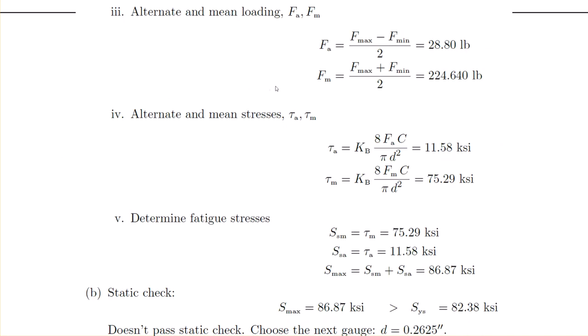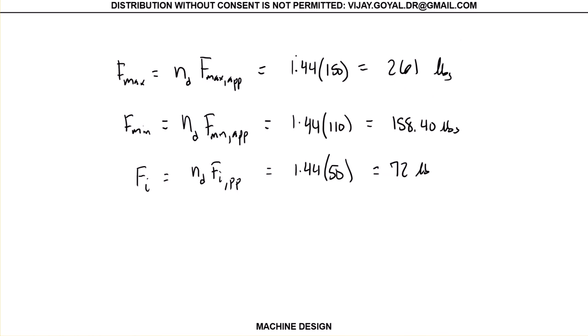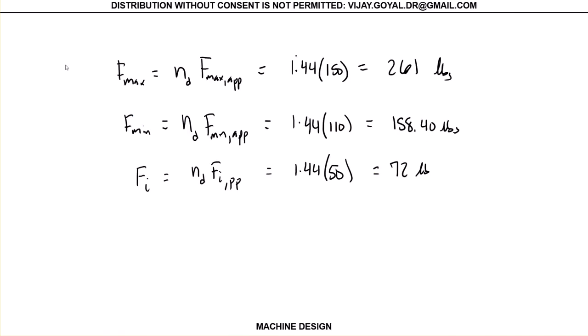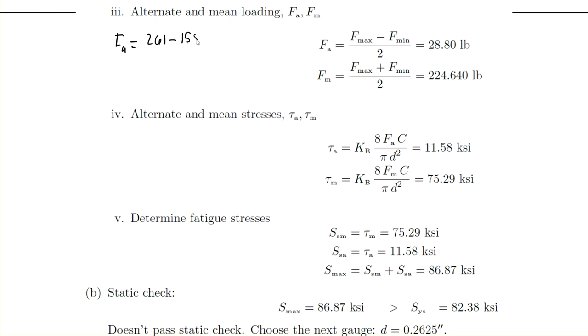The next thing we want to do is evaluate what your alternate and mean are. Note that your alternate, just to give you one, will be this particular value, 261 minus 158.40 divided by 2. So that's how you get 28.80. Adding these two and dividing by 2, you get 224.64.